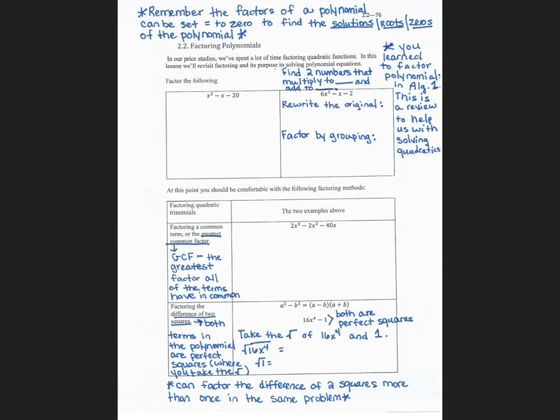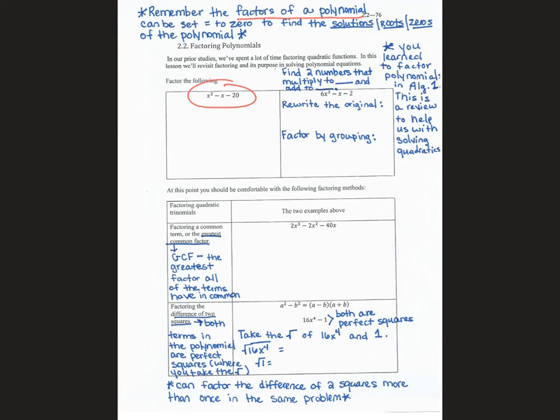So remember that the factors of a polynomial, when set equal to 0, find the solutions, the roots, or the zeros of the polynomial. We will have to do that when we get over to the quadratics section. So we're going to start with this one.